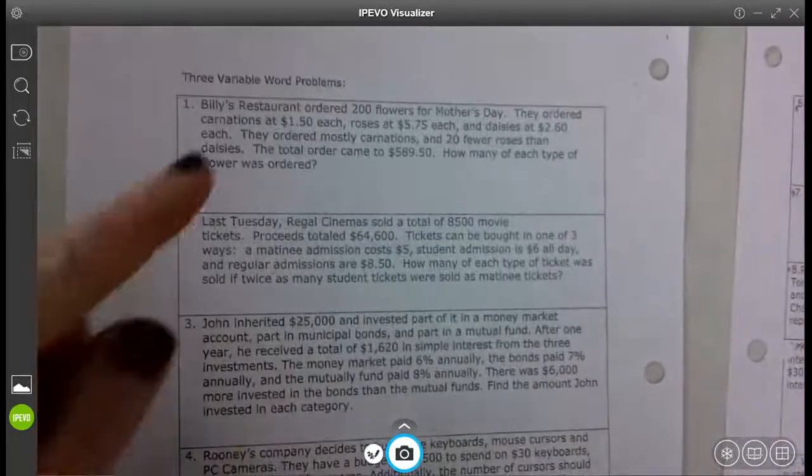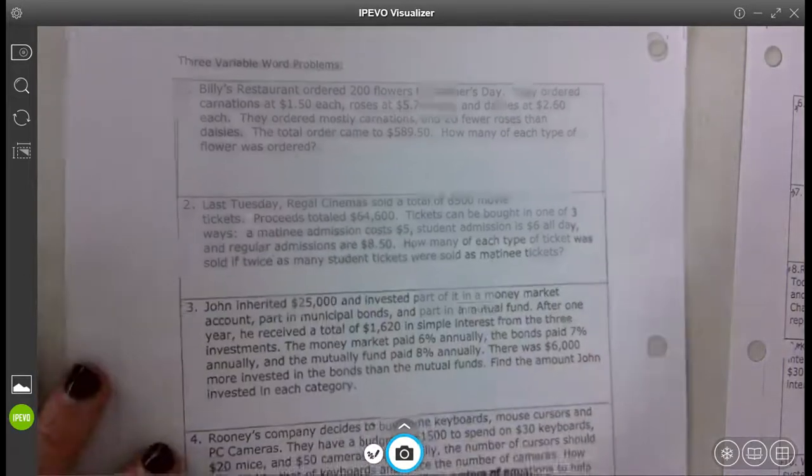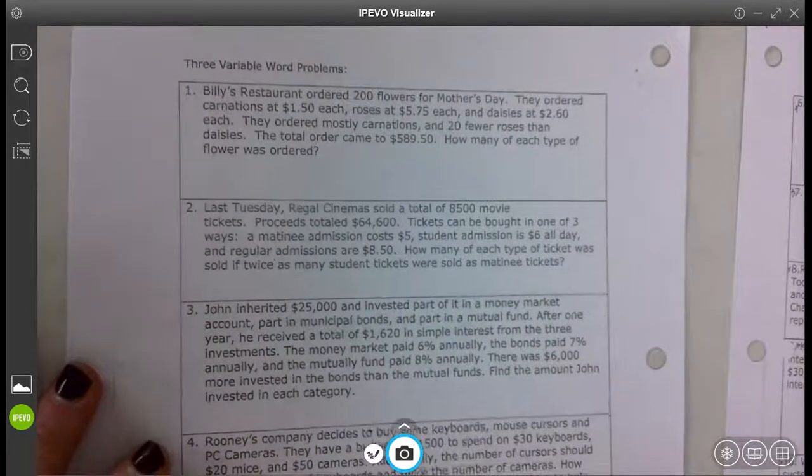Now, kind of flip around. I kind of choose a different order every year. That's why things aren't always in order. And this is going to be on there as well. These are 3 variable systems.